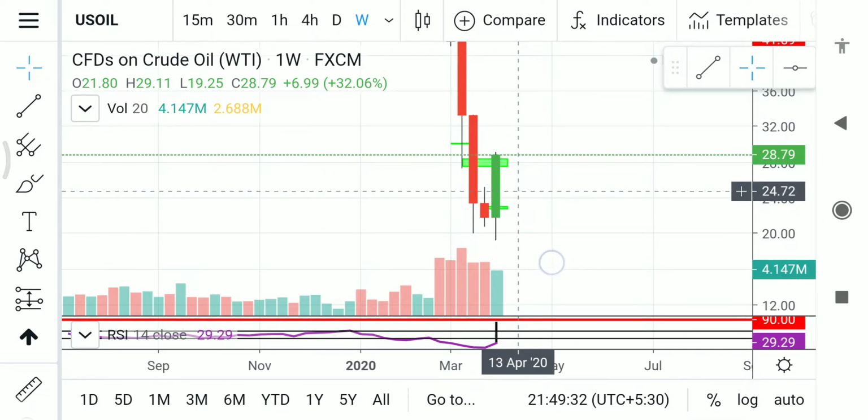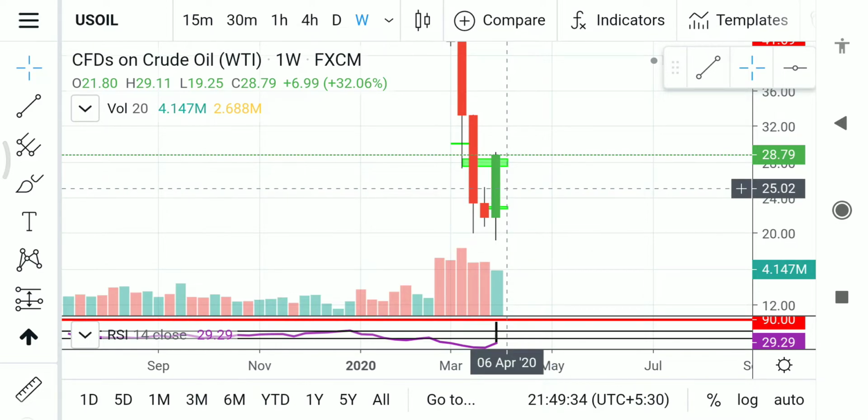how the investors in crude oil are thinking. If there is positive news on Saturday or Sunday, that will reflect on the opening candle. If there is negative news, it will also reflect on the opening candle. Then we can decide how to proceed further.